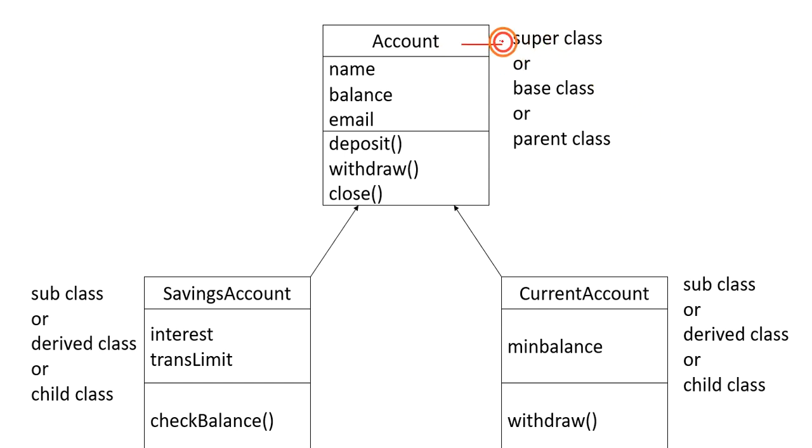So here is the terminology. The account class is called the superclass, or you can also call it the base class, or the parent class. And the current account class as well as the savings account class, you can call them subclasses or derived classes or child classes. Okay, just different names, that's all.